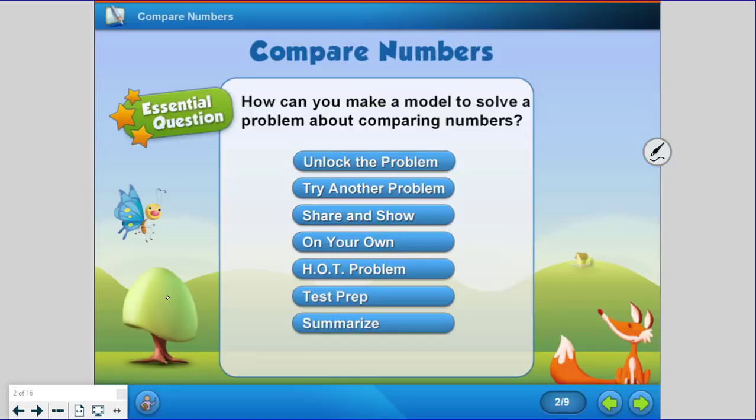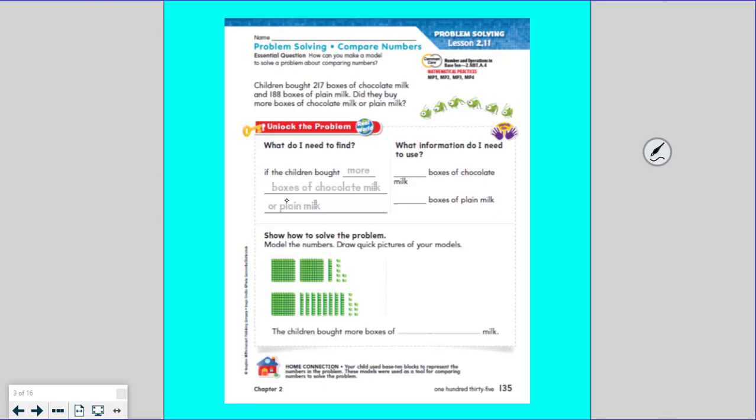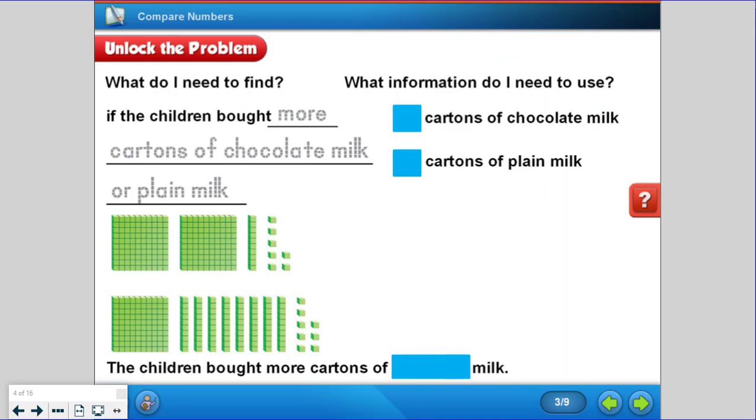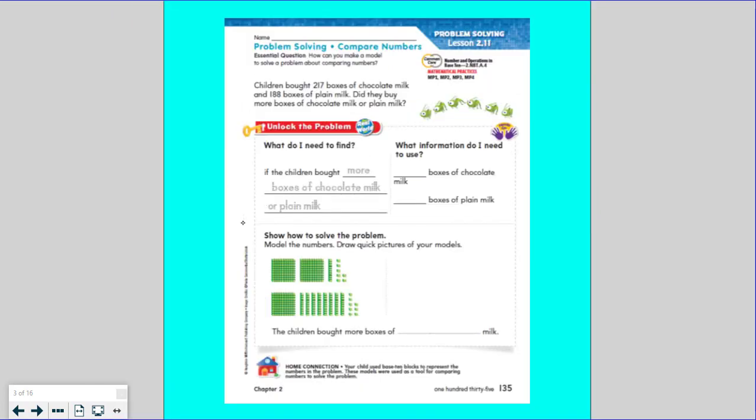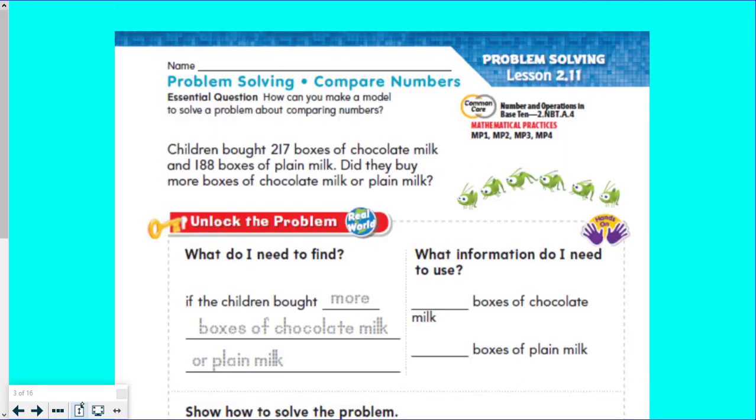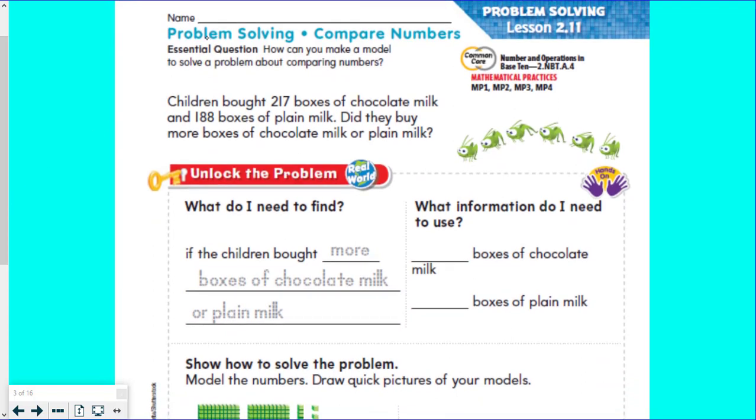But let's talk about today's. Today we're going to look at how can you make a model to solve a problem about comparing numbers? Let's find out. So we're going to start here on page 135. And let's stick with the page 135 since I think this is our first time seeing this kind of page. So this is what we call our problem solving page. Okay, so here's the problem we're going to solve, and we're going to go through some steps on how to solve this problem, a story problem like this.